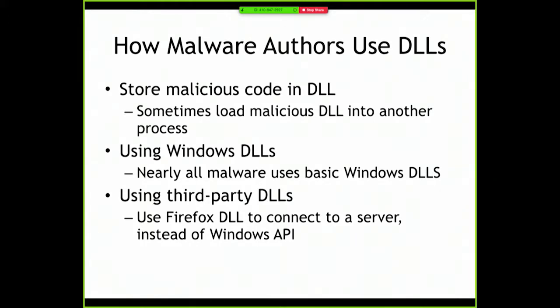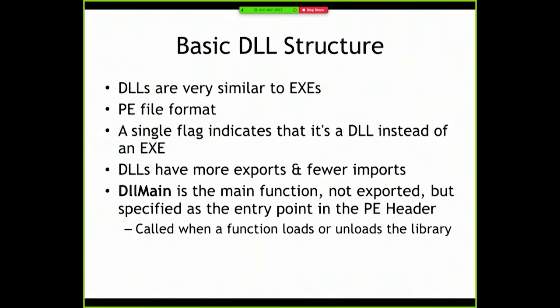And anyway, so you can put malicious code in the DLL, or you can use the existing DLLs to do bad things, and you can even use third-party DLLs. Like you could use the Firefox DLL to do your networking, because just assume they have Firefox installed in the box, because a lot of people do. That would be a way to dodge things that are looking for your use of the Windows API.